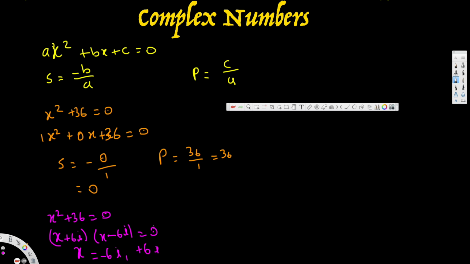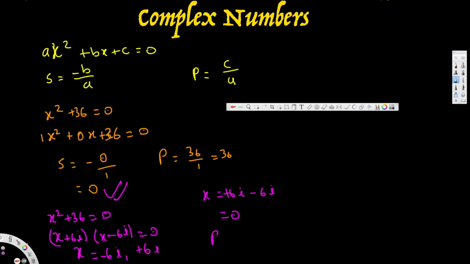Now we are going to calculate the sum. What we do is we just add them. If you add negative 6i and positive 6i, you will get 0. So we are right in this case. We verified this one is right.